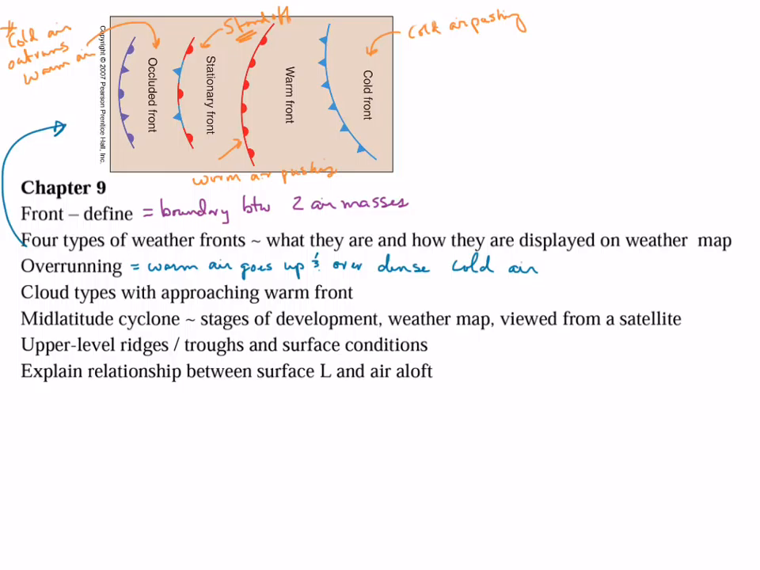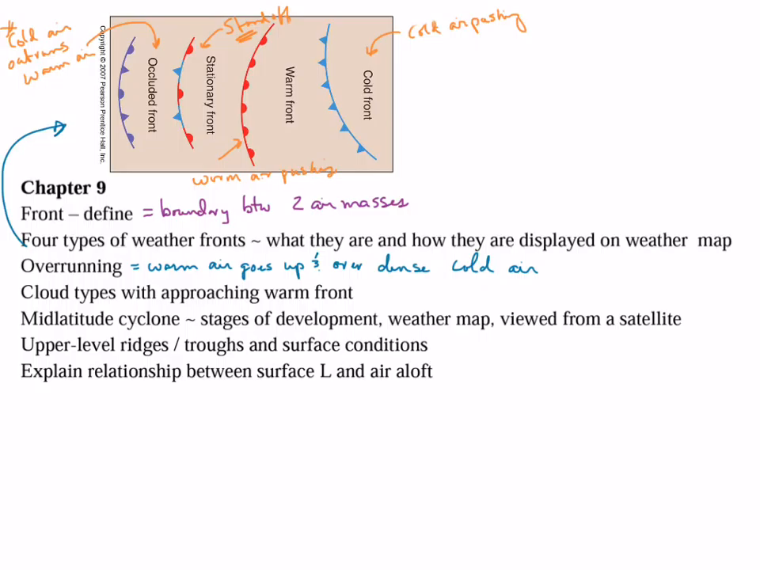So overrunning. Oh, by the way, that purple one up there, I put occluded front, and I said cold air outruns warm air. That's basically when you get your bad stuff, right? Yeah, cold fronts and occluded fronts. For some reason, I thought it was stationary where you would get bad weather. Stationary can be, and stationary really has for sure this overrunning.